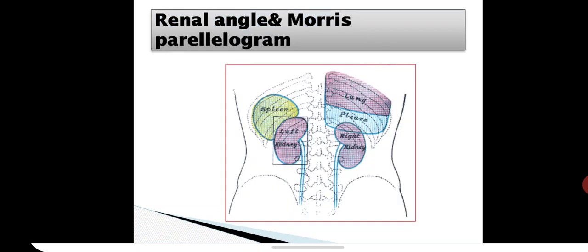So this is the way to approach the kidney from the posterior part, through the Morris parallelogram. That is the rough surface marking of the kidneys we should know. So how to mark this? We have to mark in relation to the spines. We have to take 2 points.